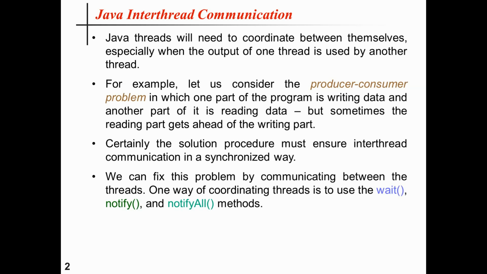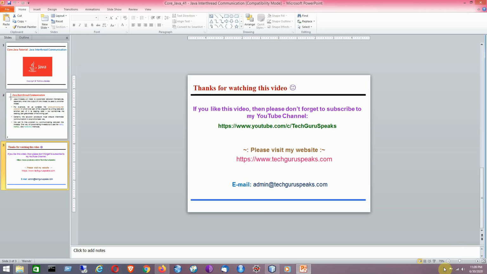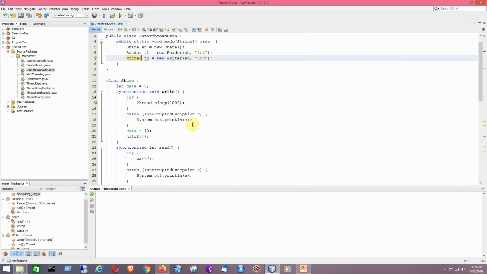Now we are going to implement this concept by using a coding example, and that is specific to the producer-consumer problem. That means there will be a writing part and a reading part, and both of them are dealing with shared data. Now let's see what happens if we solve this problem by using Java thread synchronization. Now let's move to the NetBeans IDE for a coding demonstration of inter-thread communication.